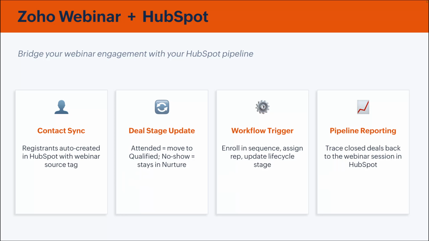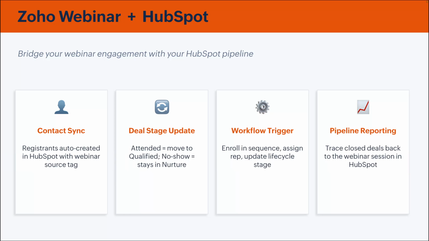And then you can also work on the workflow triggers, like you can enroll contacts into sequences, assign representatives, and also update the lifecycle stages within your HubSpot CRM. And you can also trace the closed deals back to the webinar session in the HubSpot. So one of the biggest questions in webinar marketing is, did the webinar actually contribute to the pipeline? So that's why the last point about the pipeline reporting is important.